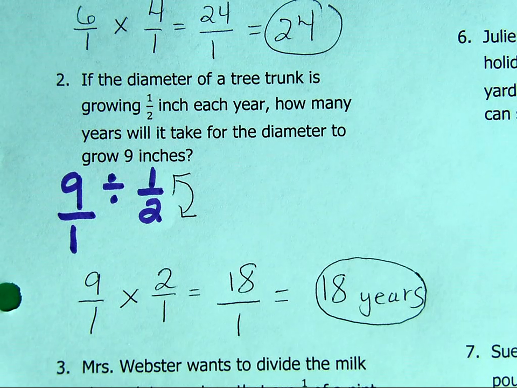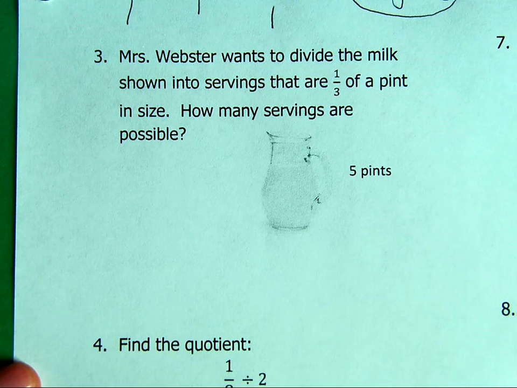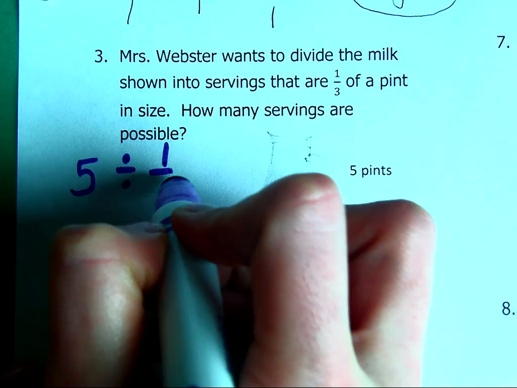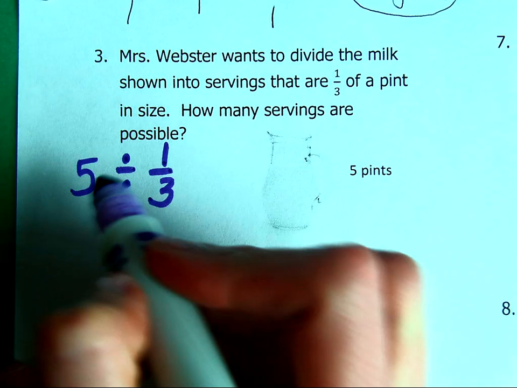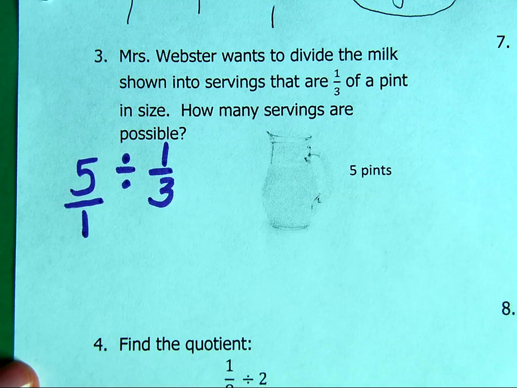Question number 3. Mrs. Webster wants to divide the milk shown into servings that are 1/3 of a pint in size. How many servings are possible? So we have a total of 5 pints, and we're going to divide it into 1/3 servings. I have a whole number here, so I'm going to draw a line underneath it and put a 1 so that I can divide a fraction by a fraction. By placing this 1 under the 5, I haven't changed the value of the 5, because 5 divided by 1 still equals 5. And now I'm going to rewrite my problem.